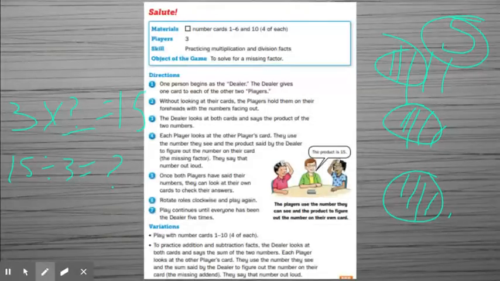This is something that you can do at home with brothers or sisters, or with an adult. You would need 3 players because you each need to hold up a number, and then you need the middle person to call out the product.